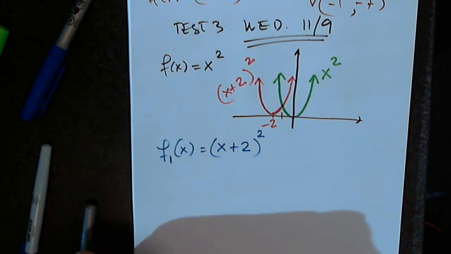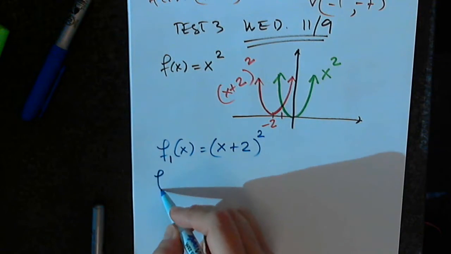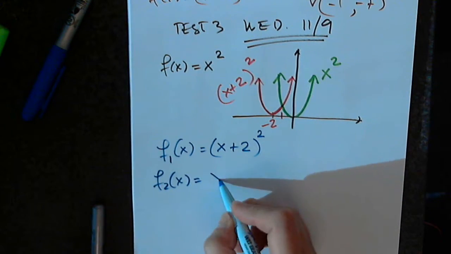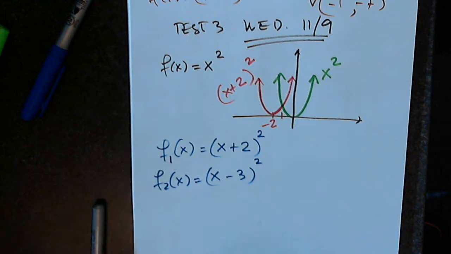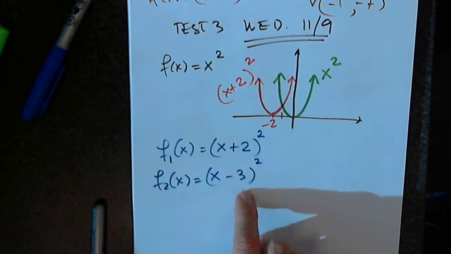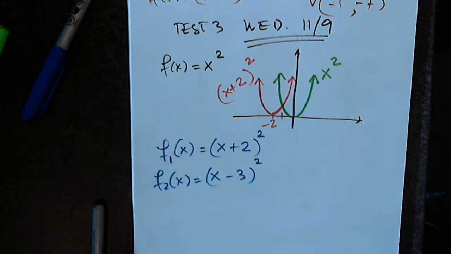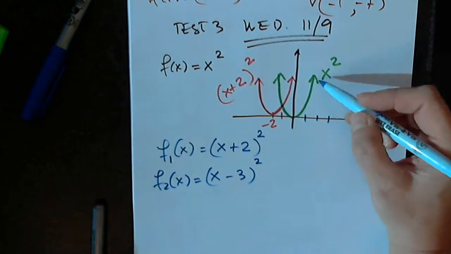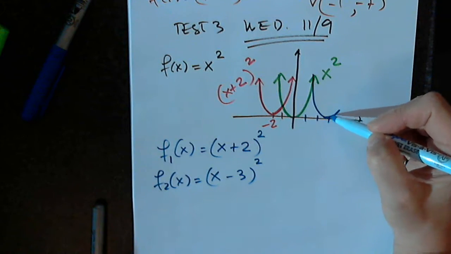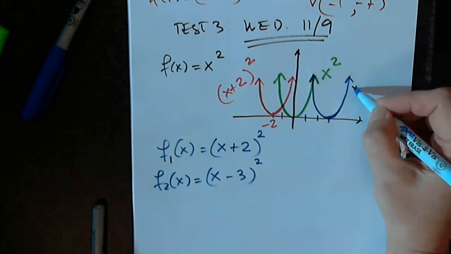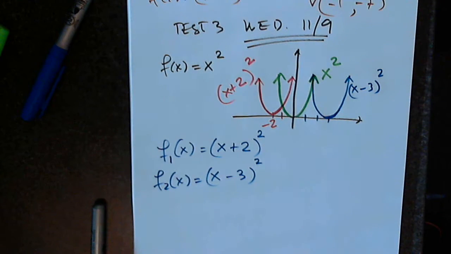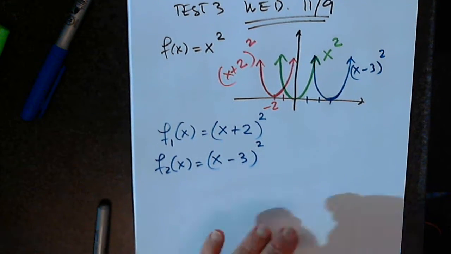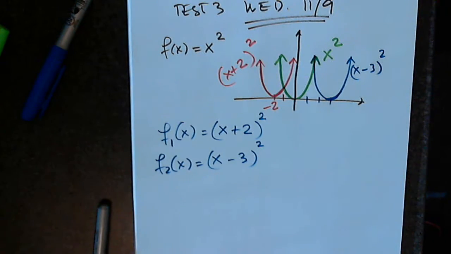What if I now want to graph f2, which is x minus 3 squared? So just tell me, where is this 0? For x equals 3. That's why 1, 2, 3. And this is x minus 3 everything squared. So these are called horizontal shifts when I change x.